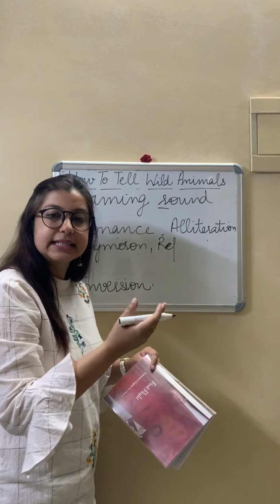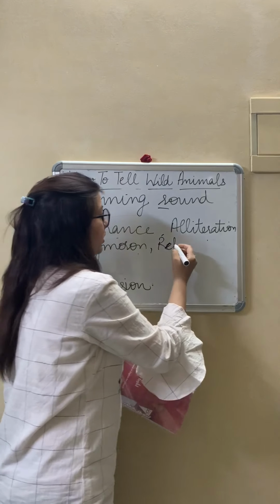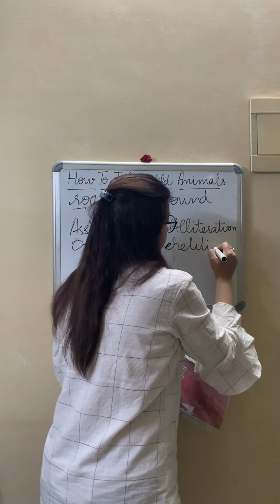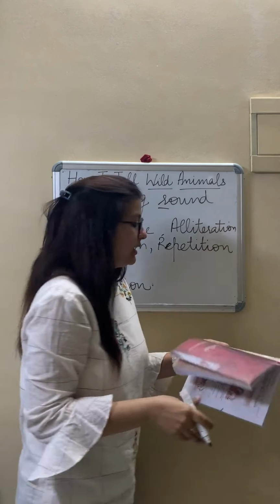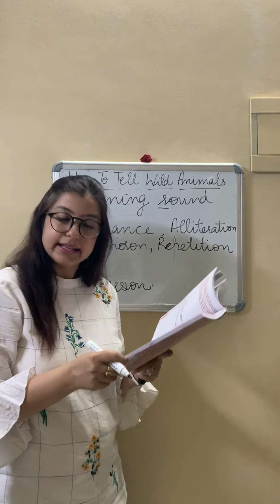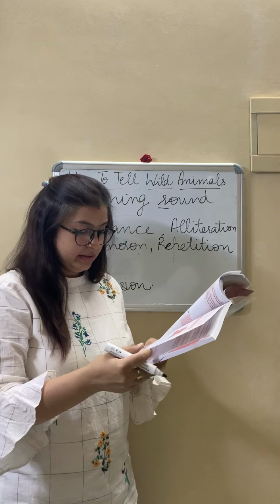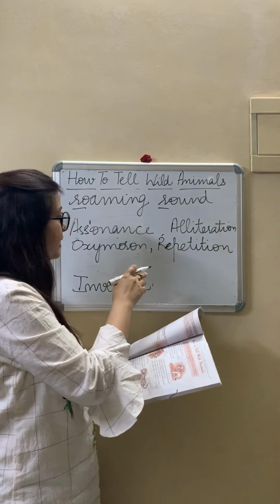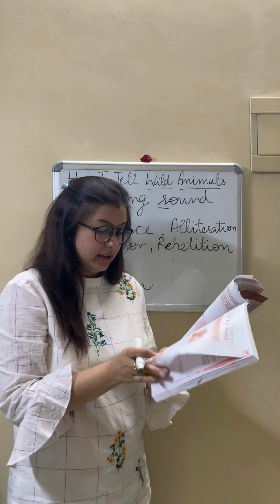Because the L sound is the beginning sound, once again it is alliteration, repetition. All right. Now, good to roar, assonance, then lep and lep. This lep and lep is alliteration, right?